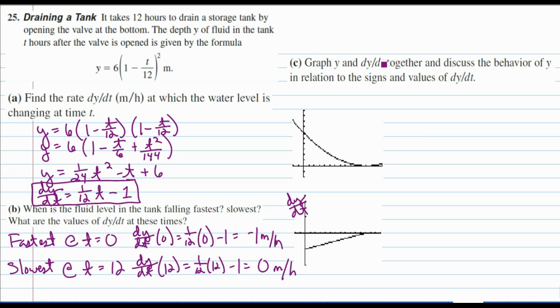Part C, graph y and dy/dt together and discuss the behavior of y in relation to the signs and values of dy/dt. This is kind of a confusing set of directions. Discuss the behavior, very vague. So let's look at the signs and values of dy/dt. First of all, dy/dt is always negative. Oh, this is y, by the way. dy/dt is negative, so we'll say that dy/dt is less than 0, and that's due to what behavior of y? Well, because y is decreasing. Now, as far as the values of dy/dt, the values of dy/dt are increasing and approaching 0.